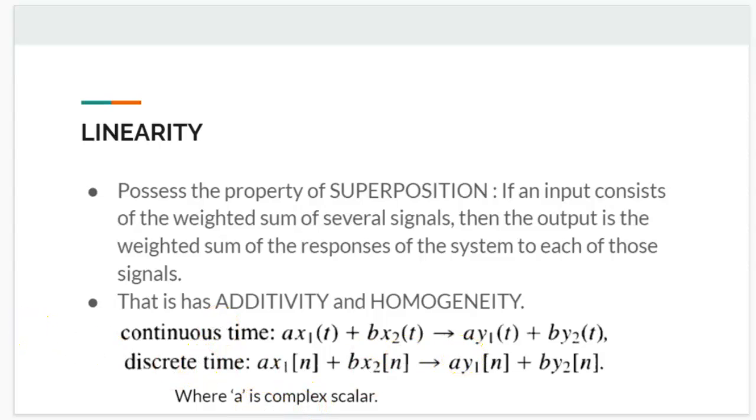So these are the important properties based on which you can classify systems. Time invariance and linearity are very important, since our next part will itself be based on these two: linear time invariant systems. Yeah, then thank you.